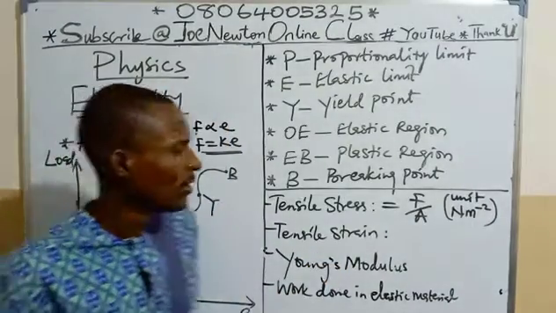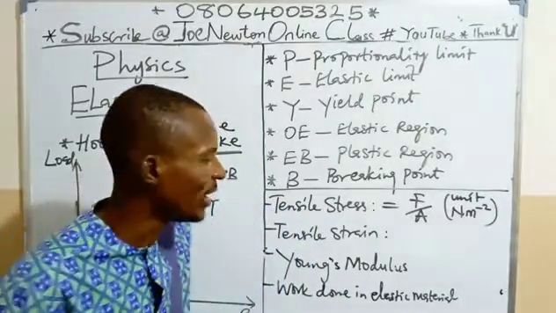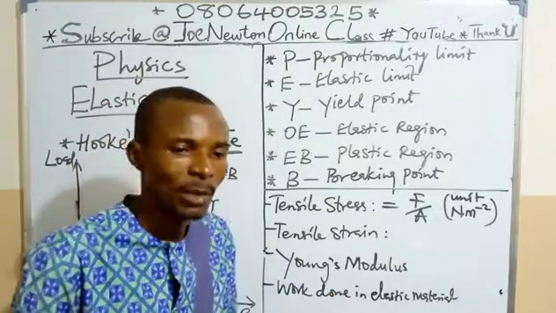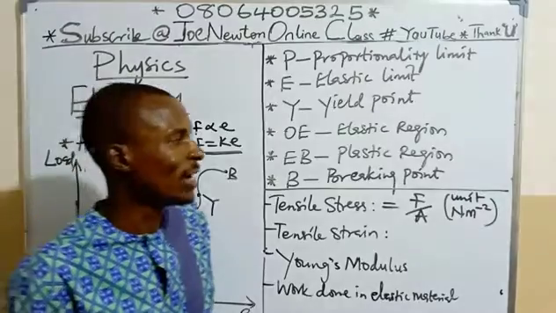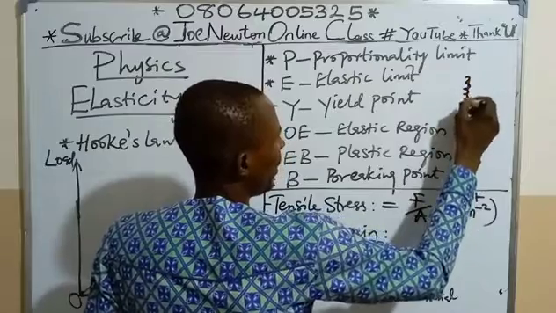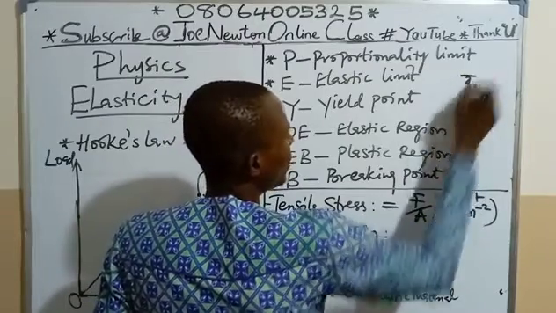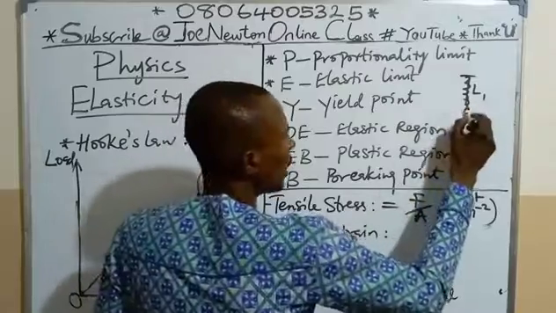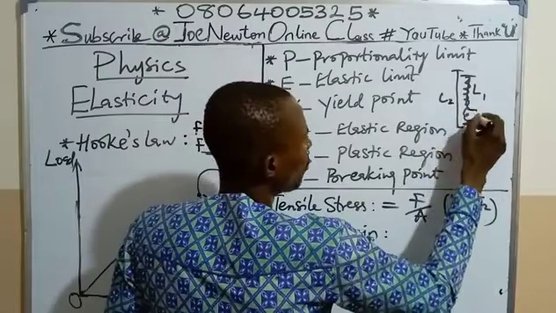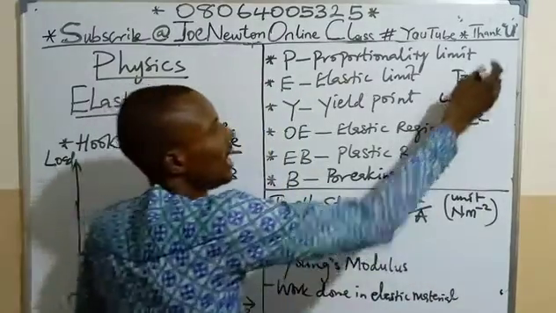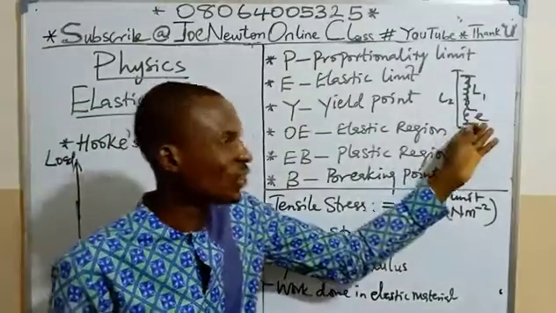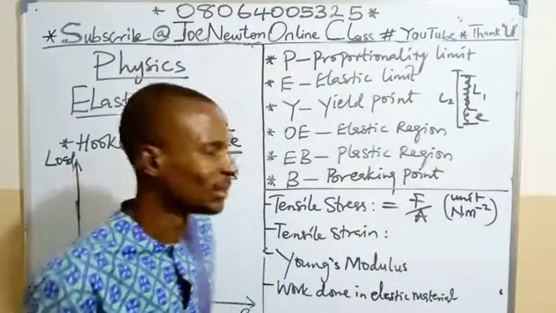Tensile strain is simply defined as the ratio of the extension to the original length of the material. You should be mindful of this because the material has an initial length. Maybe this is a spring, it has initial length L1, and we apply a force on it to stretch it further to this point. So from here to here now, you have L2. From this point to this point is the extension. This is the original length. So strain is the ratio of the extension added to the original length.